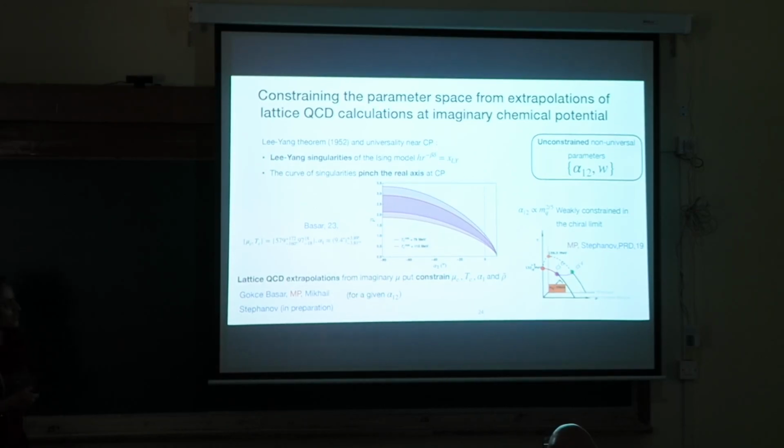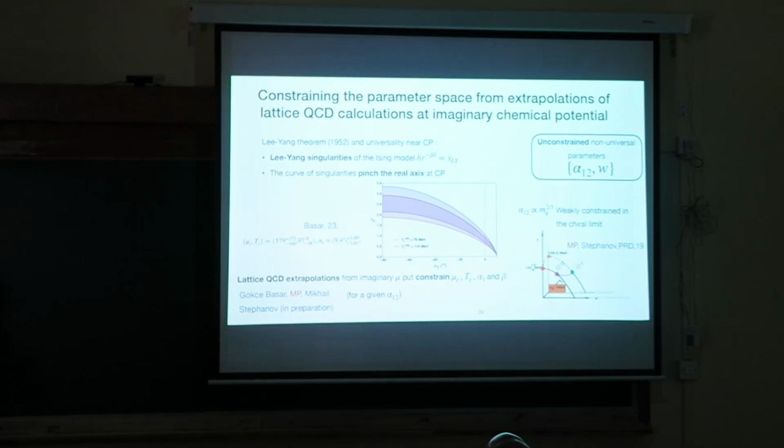We then decided to use some lattice QCD calculations at imaginary chemical potential, extrapolating them to learn something about these non-universal parameters. There is the Lee-Yang theorem, which tells us that the Lee-Yang singularities of the Ising model lie along the imaginary h axis, and when you take h equal to 0, this line of singularities pinches the real axis at the critical point. We use that universal theorem to extrapolate the Lee-Yang singularities from imaginary chemical potential to the real axis, and determine the location of the critical point as well as the slope of the first-order curve, which is alpha 1, the tan of alpha 1. This was Gopche's work.